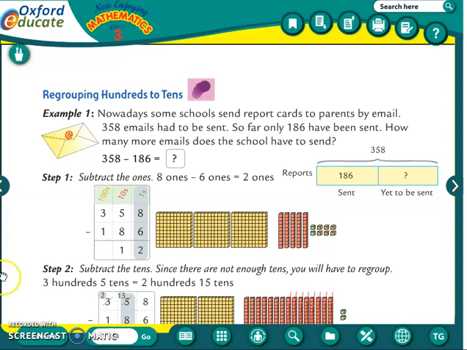The example is here. Nowadays some schools send report cards to parents by email. 358 emails have to be sent. So far only 186 have been sent. How many more emails does the school have to send?